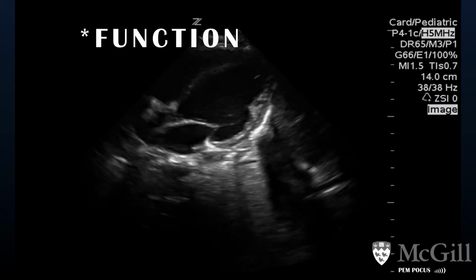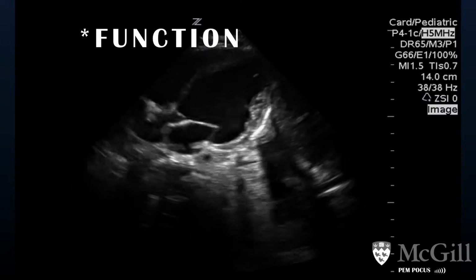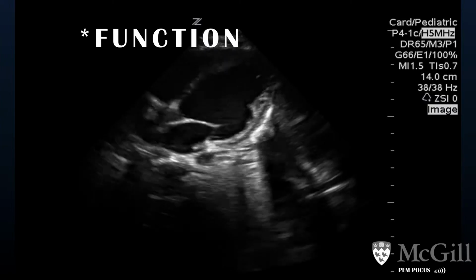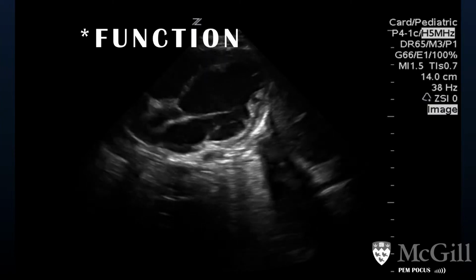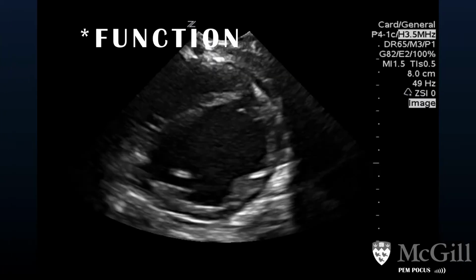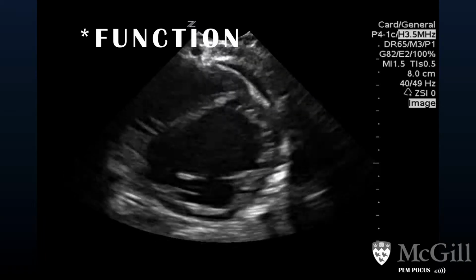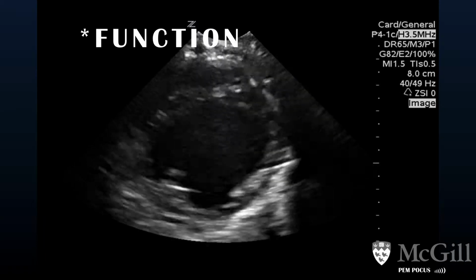Here's another example of poor function where the left ventricle is dilated and there is no myocardial thickening during systole. The mitral valve movements are also limited. This view is the parasternal short view where you see the left ventricle poorly contracting.